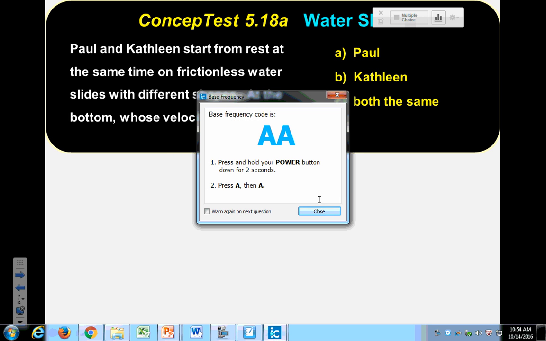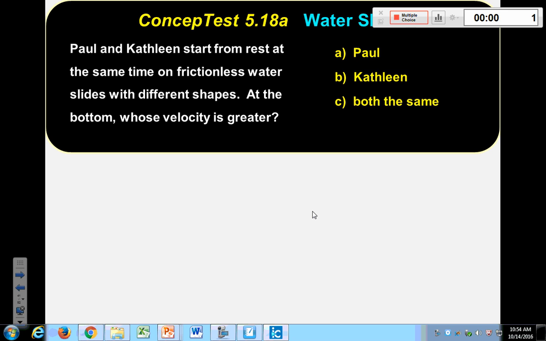Okay, the picture's not on here, so let me give you the picture. Paul and Kathleen start from rest at the same time on frictionless water slides with different shapes. At the bottom, whose velocity is greatest? So let's say this is Paul. Paul goes down a slide like this, and Kathleen, on the other hand, starts at the same height, but she goes down a slide like this. This is Kathleen. I call her Kathy. Okay? So at the bottom, whose velocity is greater? They are on these frictionless water slides at the bottom, in different shapes.